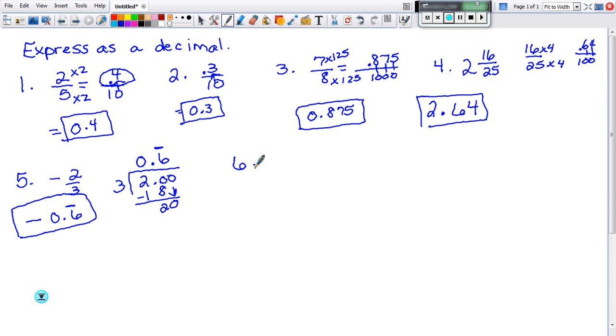Number 6, negative 1 and 2/9. Okay, so the negative 1 stays out front of your decimal. Okay, a 9 on the bottom has a special property. It means the number up top is just repeated. So negative 1 and 2/10, the 2/10 is repeated.